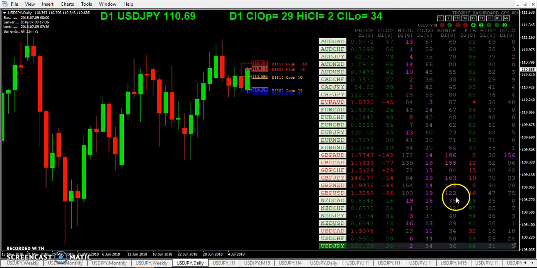And we've got 5 pairs over 100 for the daily range. The yen is anemic at 36. That is just really anemic.